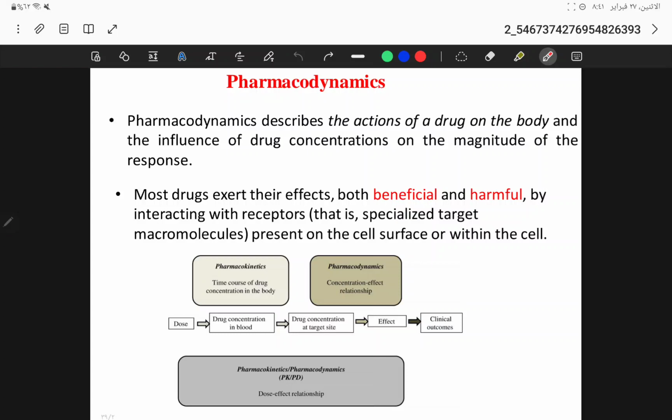After the processes of pharmacokinetics, we come to pharmacodynamics. One comes after the other, each complementing the other. Pharmacodynamics describes the actions of a drug on the body and the influence of drug concentration on the magnitude of the response. What do we mean by this? When the drug is absorbed and distributed, what is going to happen after that?